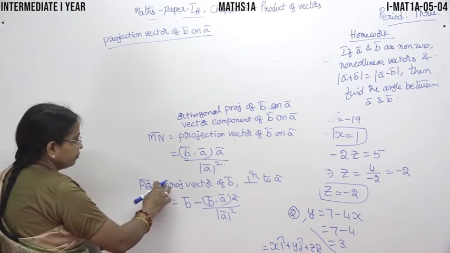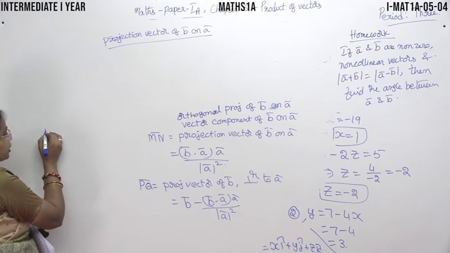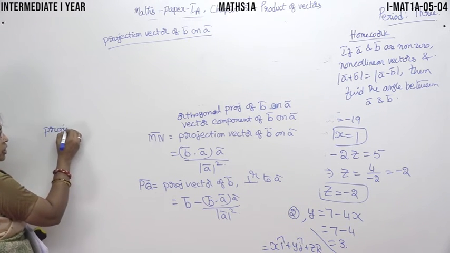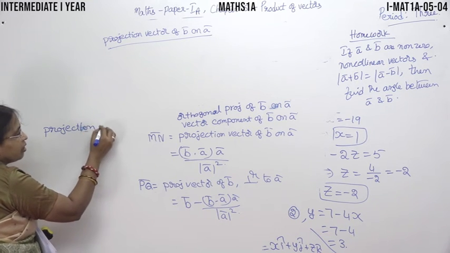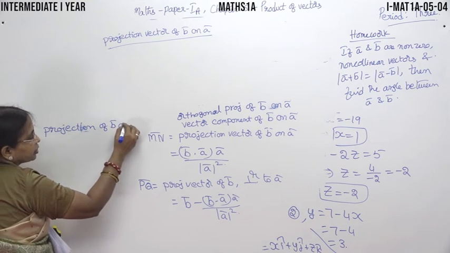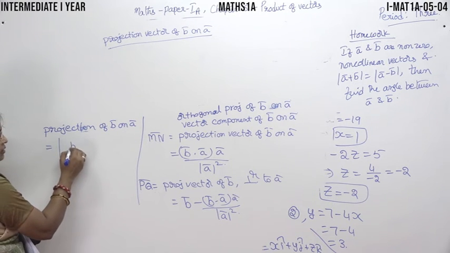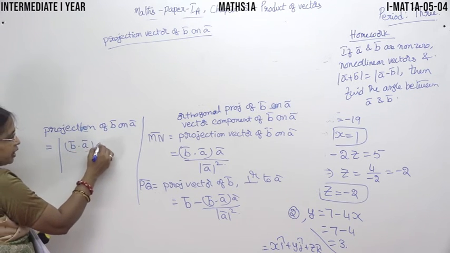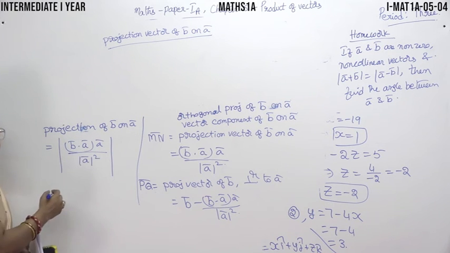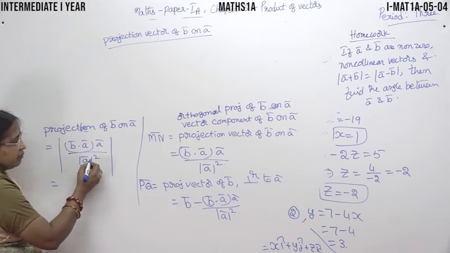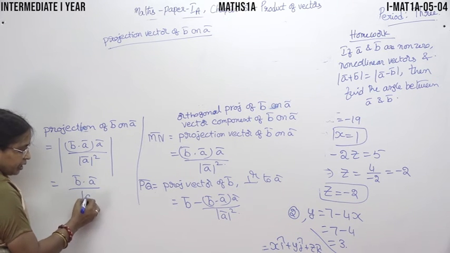Learn the formula. Now if the question is find the projection of B on A, projection of B on A means it is just the modulus of B dot A into A by mod A square. So when you find the modulus of this, one mod A gets cancelled and you will get B dot A by mod A.